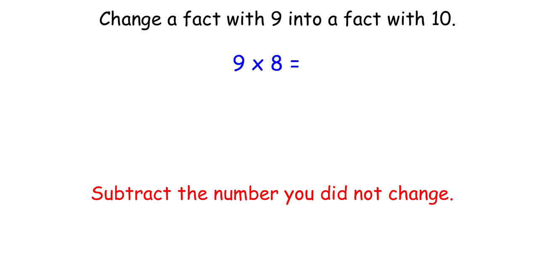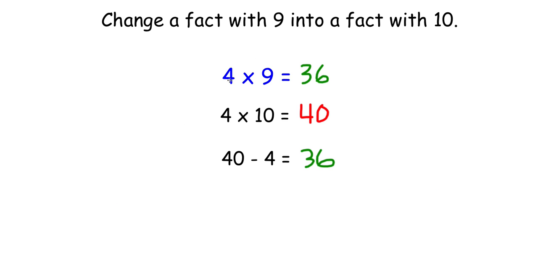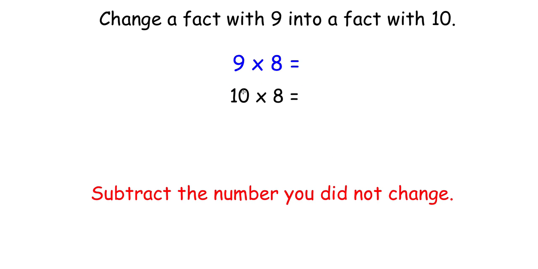Let's use a different problem. Change a fact with 9 into a fact with 10. So what's the new fact going to be? Yes, it's going to be 10 times 8. One number we don't change, so we keep the 8 in this case. In the one back here, we kept the 4, if you remember. I changed 4 times 9 to 4 times 10. I changed the 9 to 10, but I kept the 4 the same. In this case, I'm changing the 9 to 10, and I'm keeping the 8 the same, because it's pretty easy to figure out what 10 times 8 is. 10 times 8 is 80.